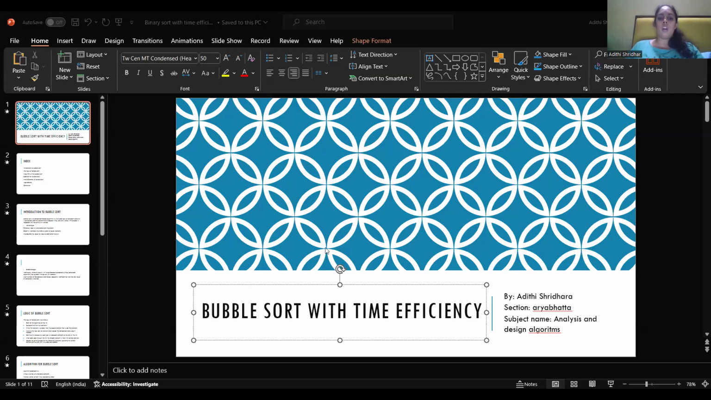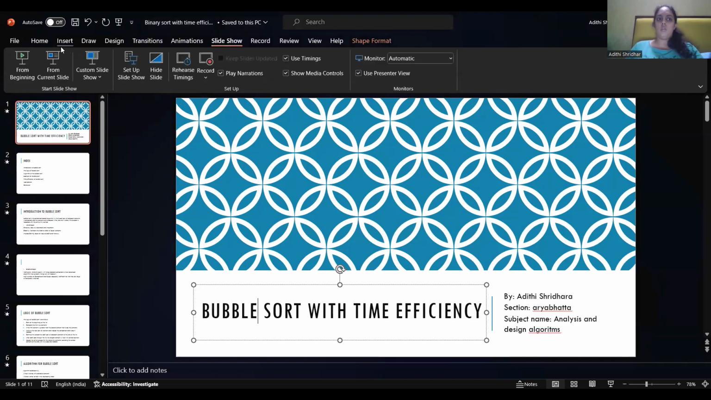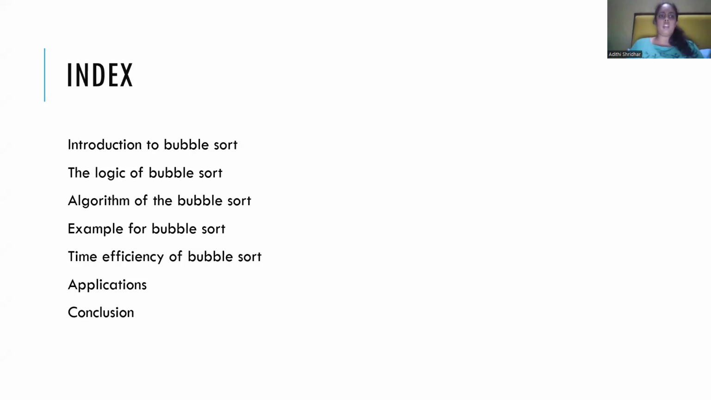Hello everyone, today I'm going to talk about bubble sort with its time efficiency. The contents of today's presentation are introduction to bubble sort, the logic of bubble sort, algorithm of the bubble sort, example for bubble sort, and time efficiency of bubble sort, its applications, and lastly conclusion.